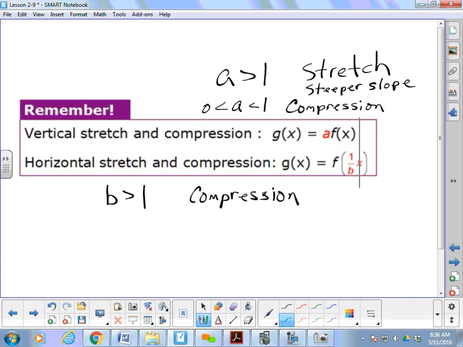And guess what, though? The slope is going to be steeper. So this is going to give me a steeper slope. Okay? And when b is between 0 and 1, it's a horizontal stretch, and the slope is not going to be as steep then. It's going to be a lower steepness, less steepness.